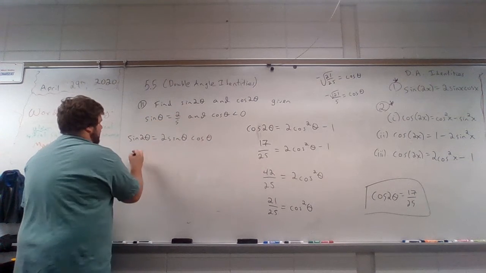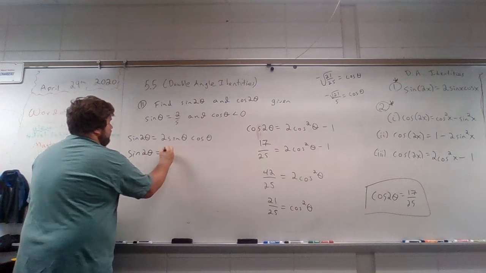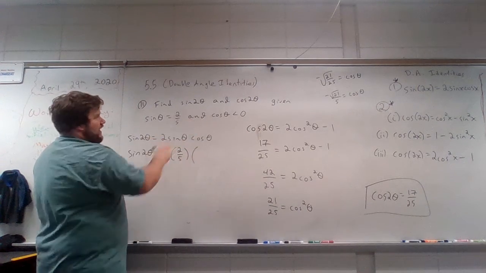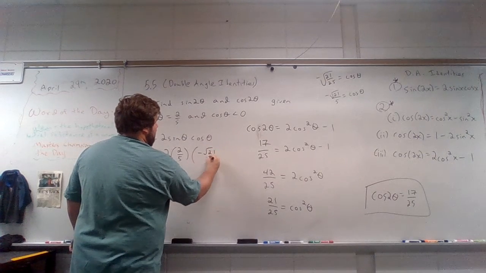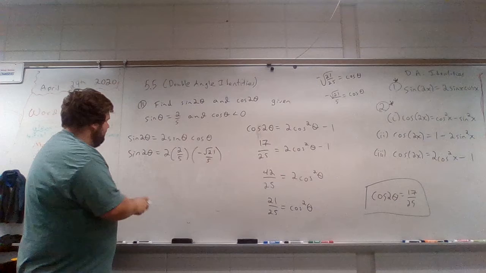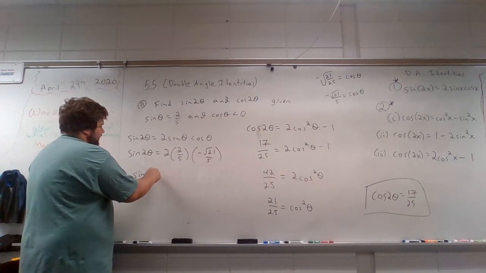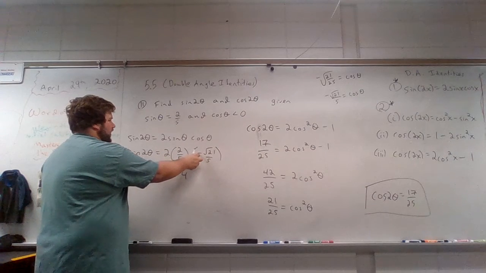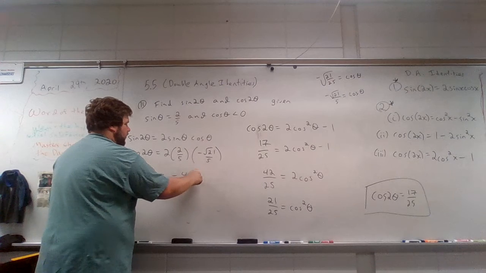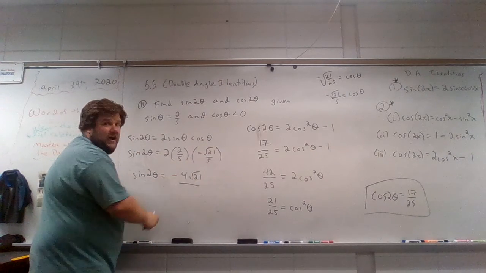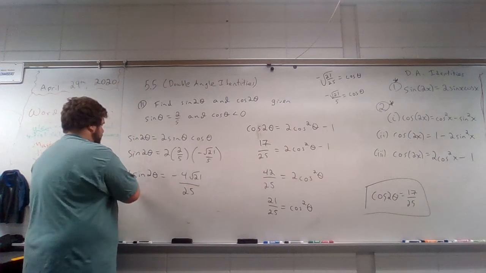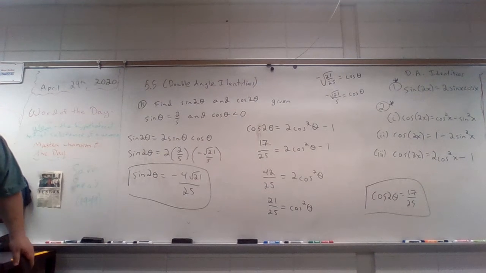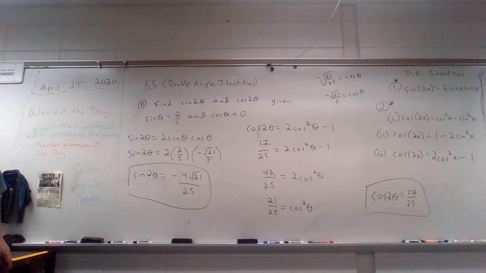So to find sine of 2 theta now, sine 2 theta is 2, sine of theta is 2/5, cosine of theta was that guy up there, the negative root 21 over 5. Then I multiply this out. So sine of 2 theta was negative 4. Here I'm just multiplying these. 2 times 2 is 4, times this negative is negative 4 root 21. And then my denominator is 5 times 5. I get 25. So the answer is this guy and this guy. This guy was a little bit more work to find, but I hope that's not too bad.